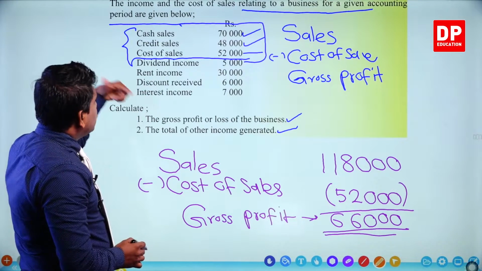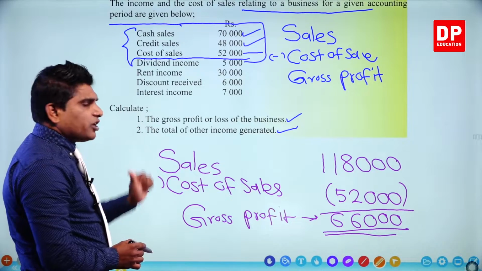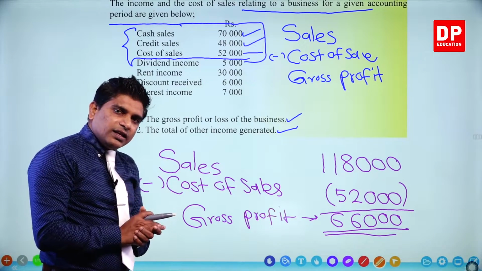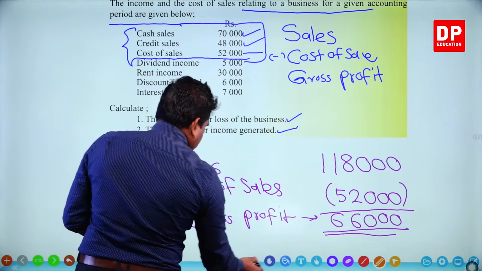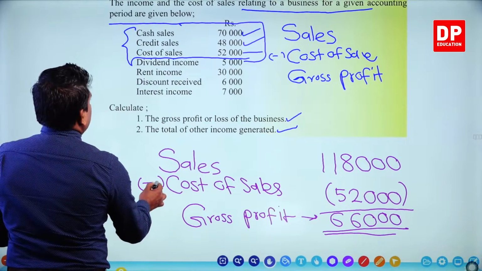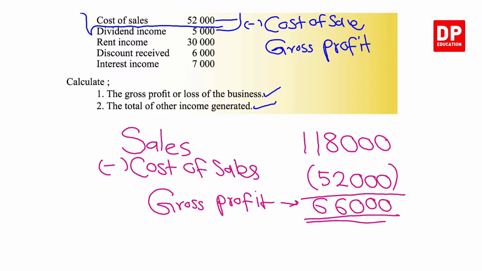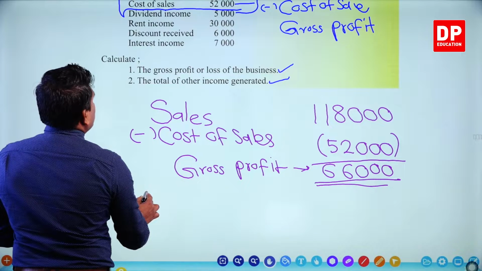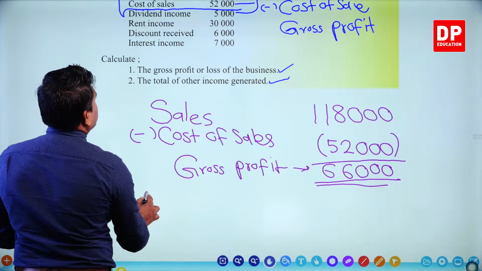Now we go to the rest part, the part 2, the total of other income generated. We'll see. Here we consider only the total other income. There are dividends income, how much? 5,000, rent income 30,000, discount received 6,000, interest income 7,000, right? We get this total, it is the other income generated, right?